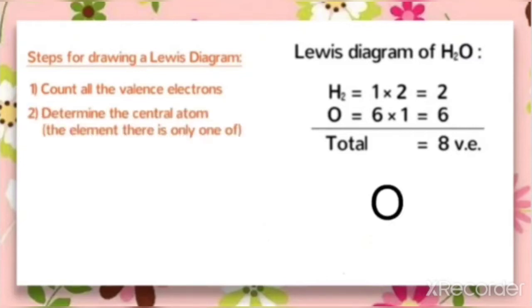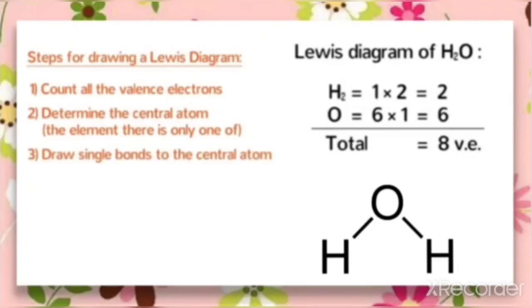Second step, determine the central atom in the molecule. Here, oxygen is the central atom. How do we determine the central atom? Usually the single atom present in the molecule is the central atom. Here there are 2 hydrogen and 1 oxygen, so oxygen is the central atom. The 2 hydrogen atoms are the terminal atoms, so we write the 2 terminal hydrogens in this way. That is the second step: determine the central atom and write down the terminal atoms.